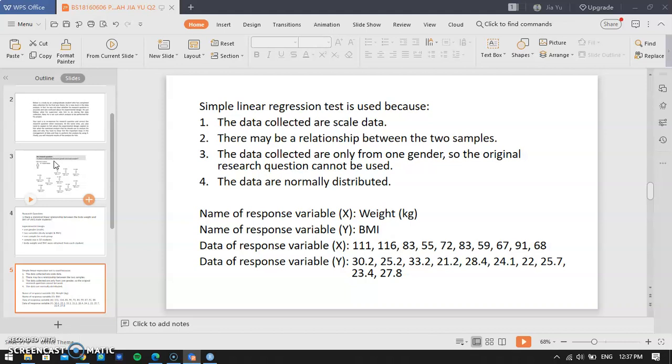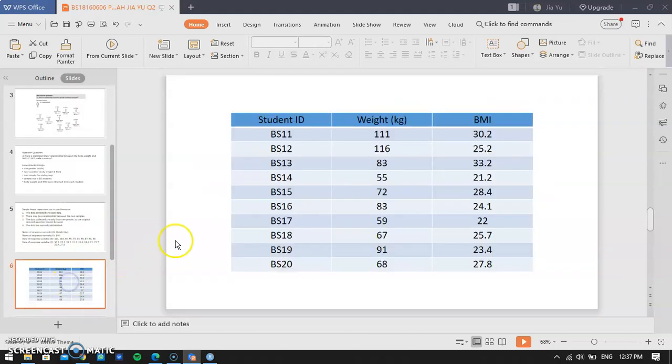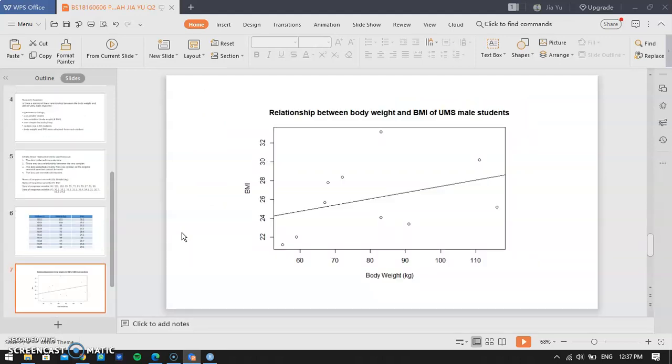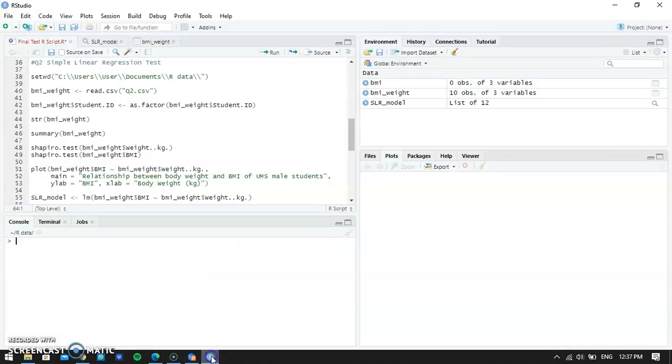The name of response variable X will be weight, response variable Y will be BMI, and these are the data. And this is my table for data. And this is how the scatter plot with the line of best fit looks like. Now I'm going to show my R script.